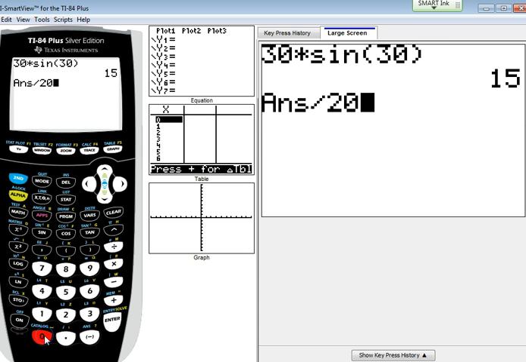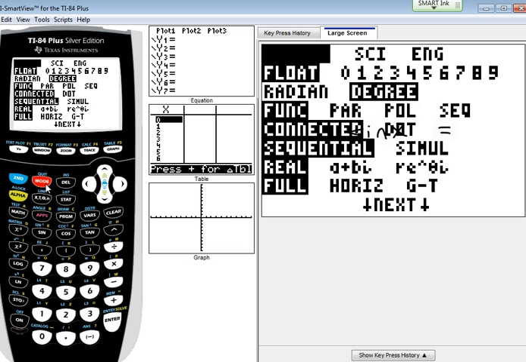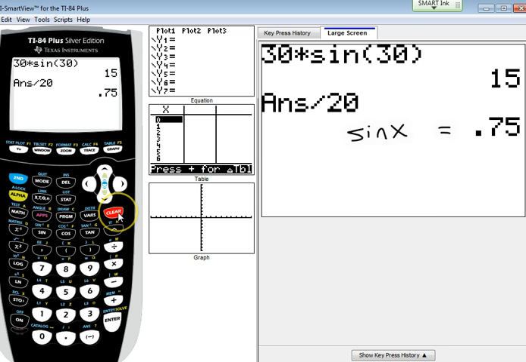Okay, so you guys get 0.75 as your answer. Now remember, this is what sine x equals. So you're looking for the degree. What key do you use? Second sine. Yes, Mariah, fantastic. Right, second sine, we'll put that answer in.